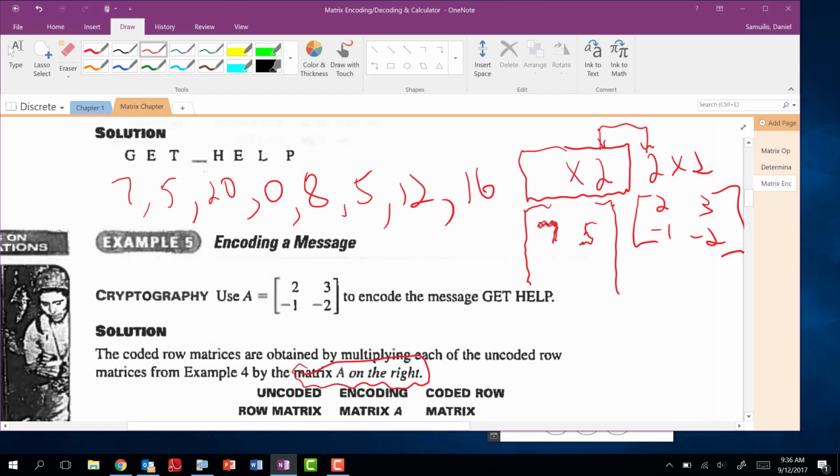They go by rows, putting this in order for the letters: 7, 5, then 20, then 0, and so on. And then we notice, how many letters do we have?